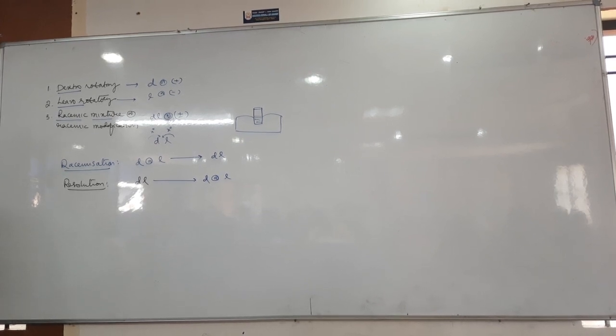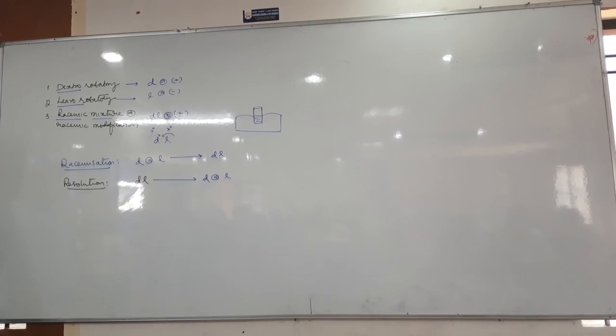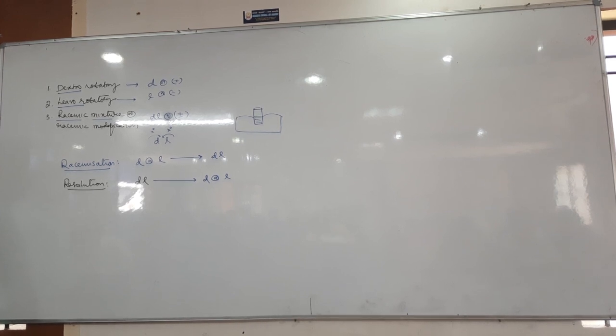Next, racemization. The process of conversion of an optically active compound, D or L, to a racemic mixture, DL, is called racemization. D or L gives rise to DL.